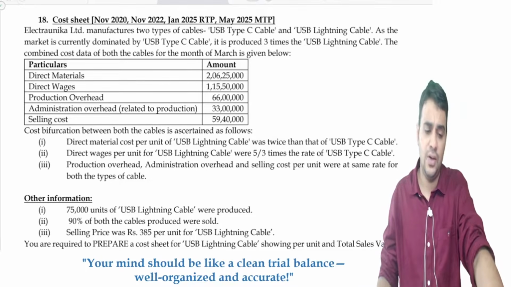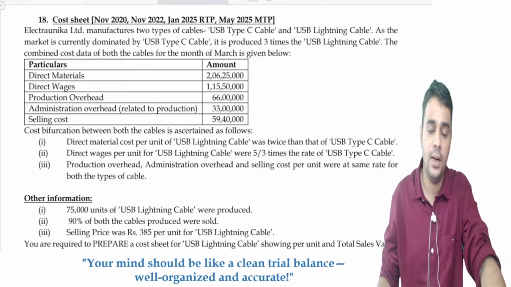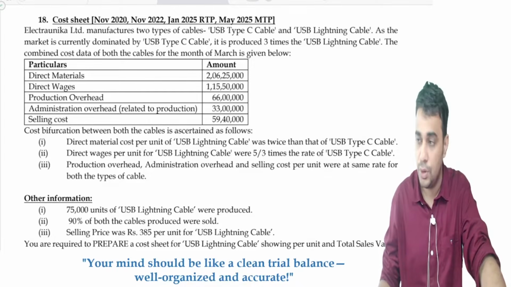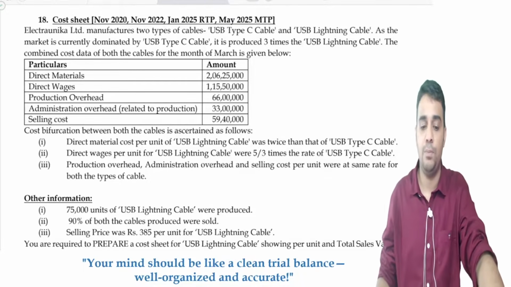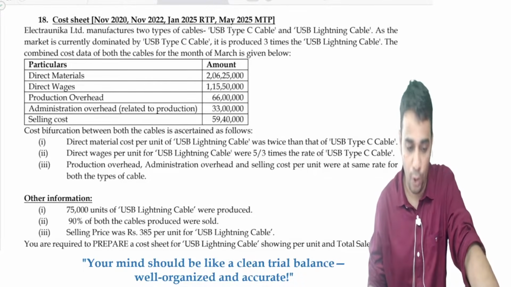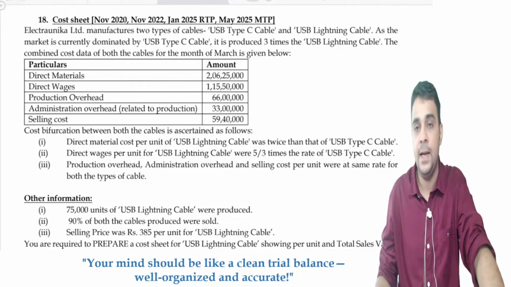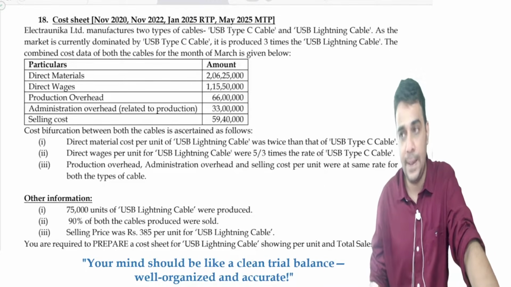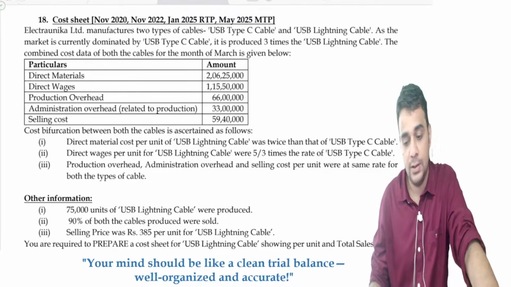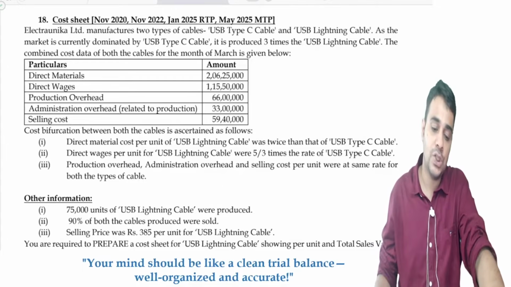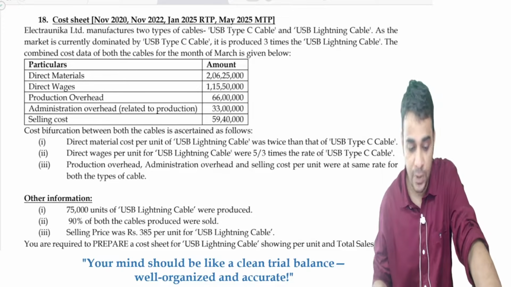Material cost, wages cost, production overhead, admin overhead related to production, selling cost. Cost bifurcation between both the cables is ascertained as follows. Material cost per unit of USB Lightning cable is double that of USB Type C cable. Wages cost is 5 by 3 times the rate of Type C cable. Production, admin and selling cost were at the same rate.